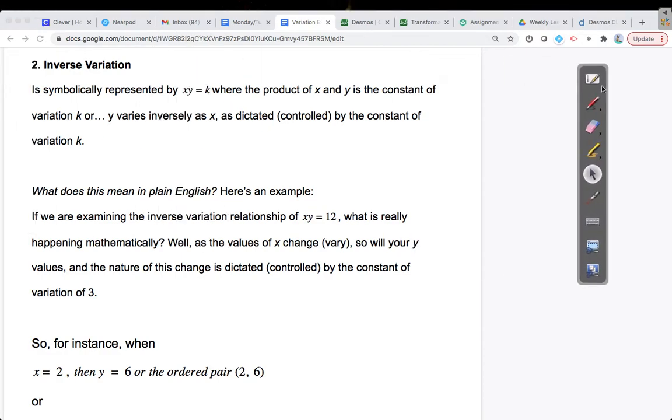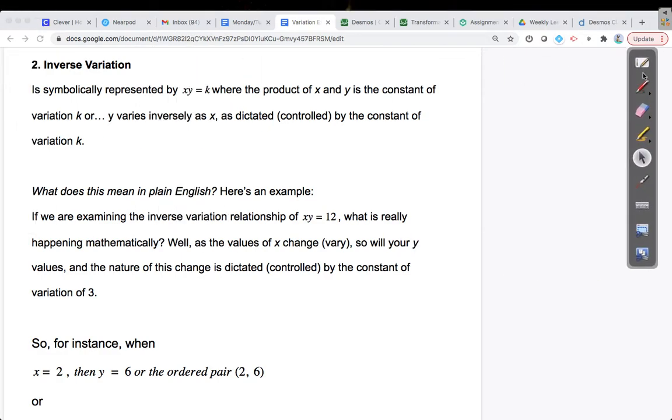Just move this tab out of the way. Inverse variation is symbolically represented by xy equals k, so a little bit different from our direct variation. Our direct variation was y equals kx. Here we have xy equals k, where the product of an x and y is the constant of variation. Y varies inversely as x, as dictated or controlled by the constant of variation k.